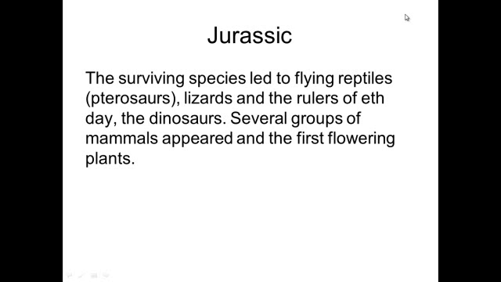In the middle of this Jurassic period, we have the very first flowering plants, and at the beginning, actually, several mammal species appear. The mammals at this time are very small, rodent-like mammals. And finally, halfway through, like I said, you get grass.